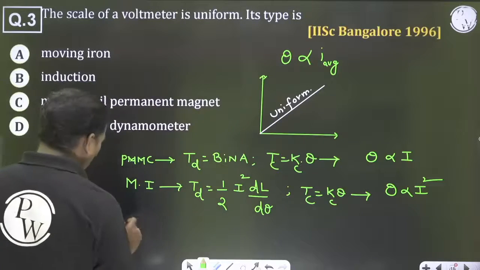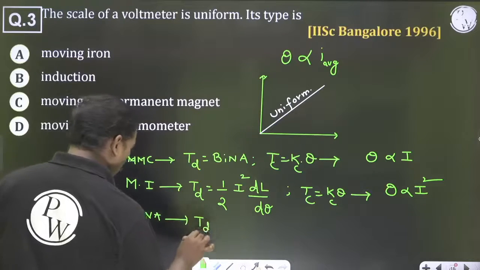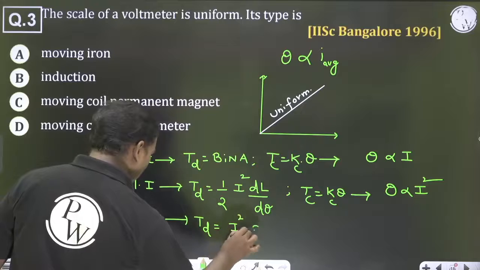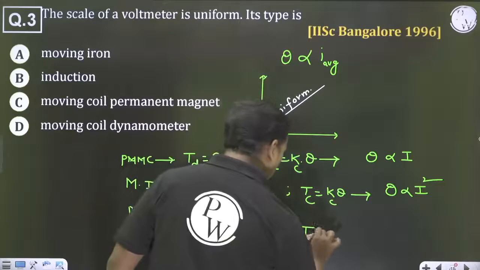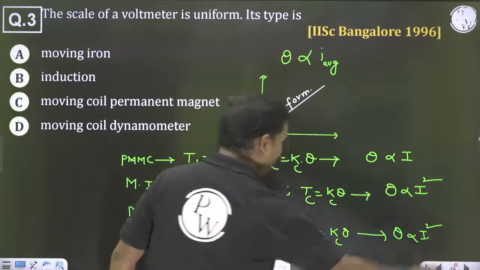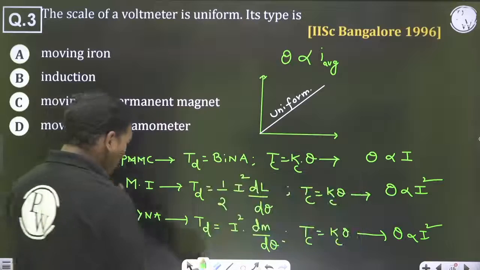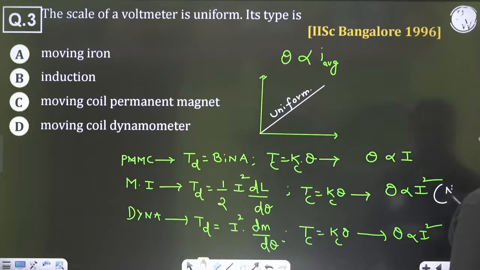Similarly, for the dynamometer, the deflection torque is I square into dM by d theta. Controlling torque Tc is equal to Kc into theta. So theta is proportional to I square. So these are all non-uniform scales. This is non-uniform, this is also non-uniform. So this is the only uniform one.